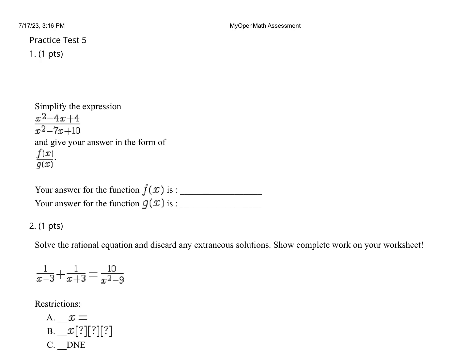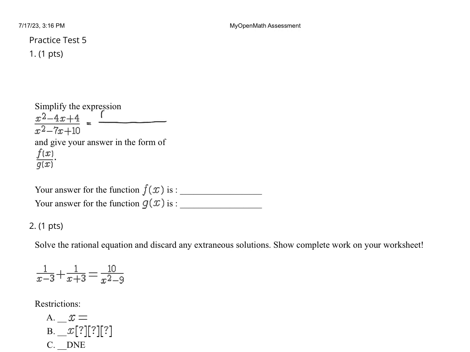This is a practice test for test 5, so we're going to work through these problems. The first one is asking you to simplify this expression. So you want to factor the top and the bottom and then cancel out or divide out any common factors.